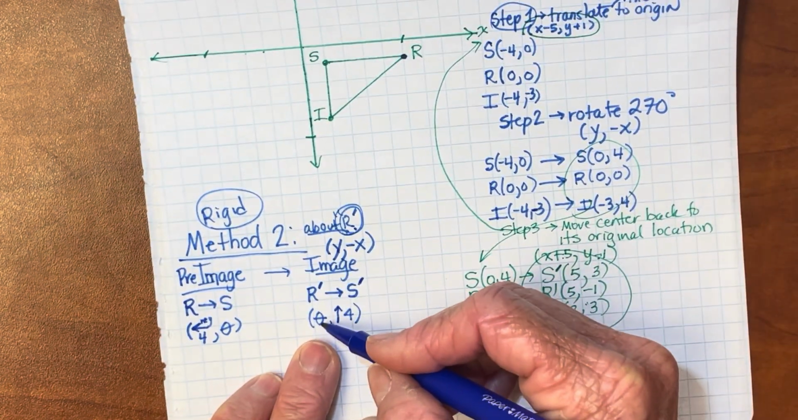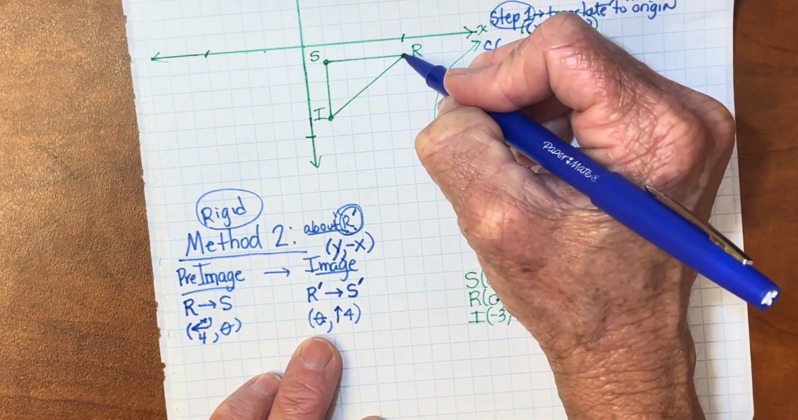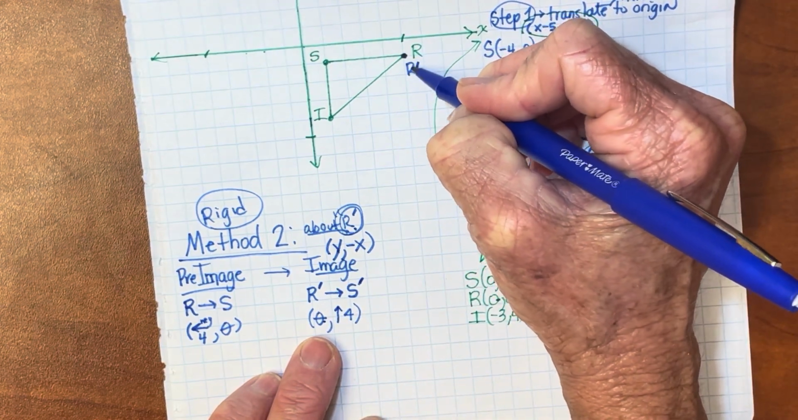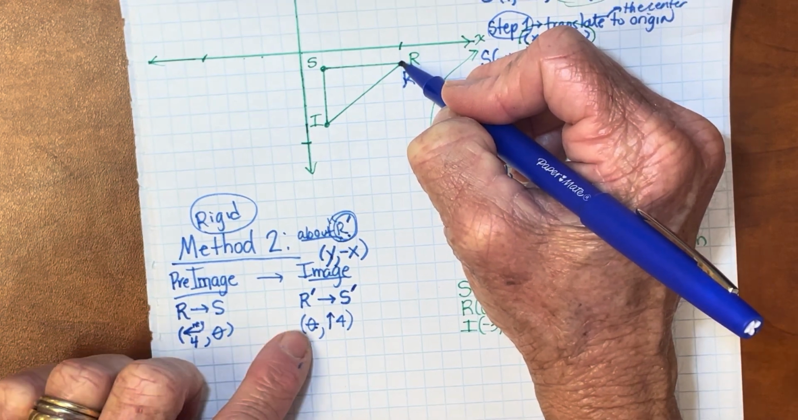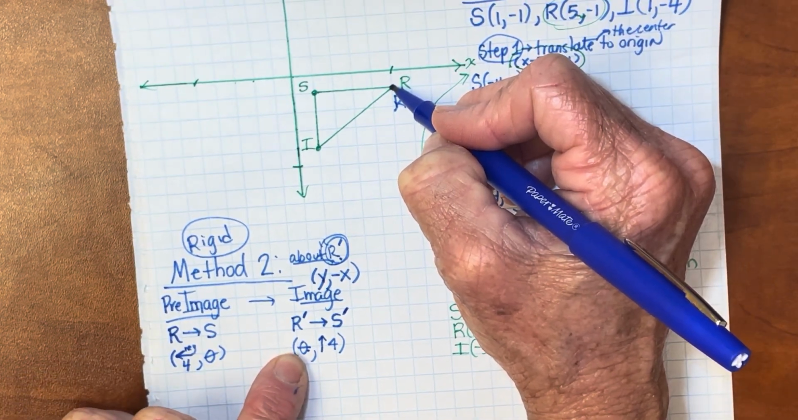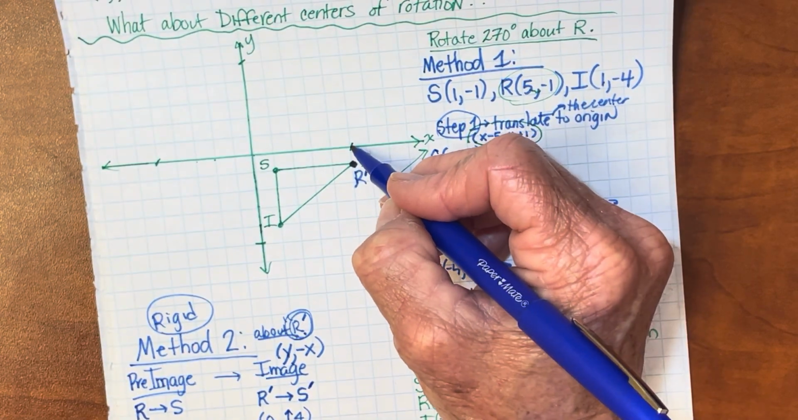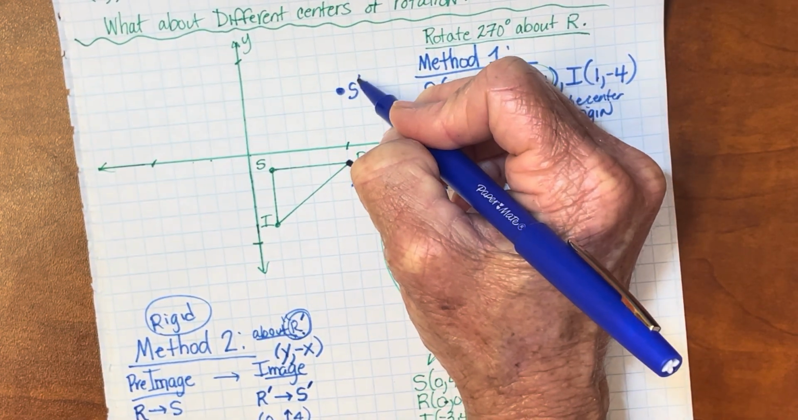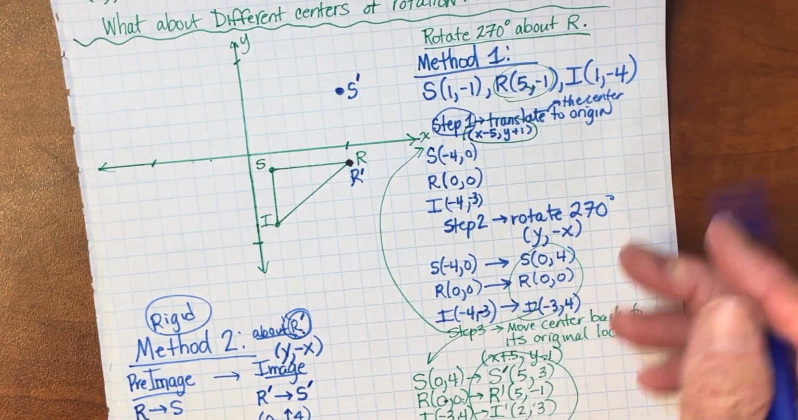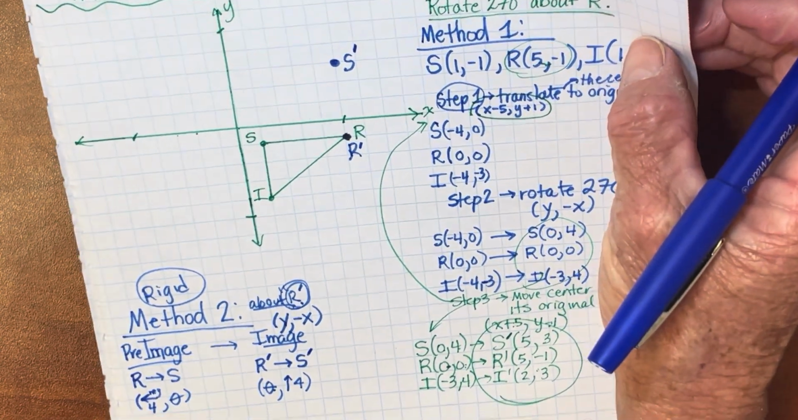It means that on my diagram, if I want to get from R prime, since this is the center of rotation, it is both R and R prime, I am not going to move left or right. I'm only going to go up 1, 2, 3, 4, and that will put me at S prime. All right, let's go back and let's do it again.